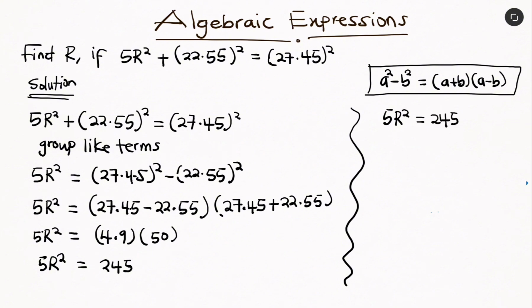Because we are finding r, the first thing we do over here is to divide by the coefficient of the r squared. In this case, that is 5. So we divide both sides by 5. The 5 will cancel the 5 over here, so we are left with r squared, and this will be equal to 245 divided by 5, which will give us 49.